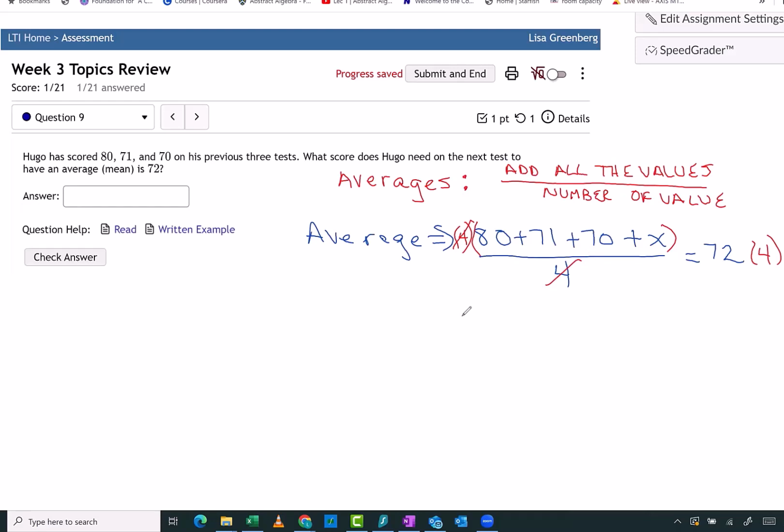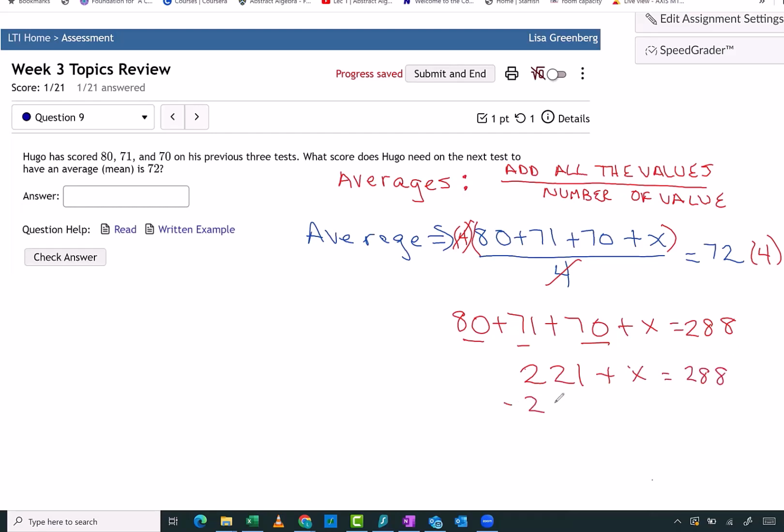What do I have left? I have 80 plus 71 plus 70 plus X is equal to 288. Then I have to add all these. I'm going to add 80 plus 71, 151. 151 plus 70 is 221 plus X is equal to 288.